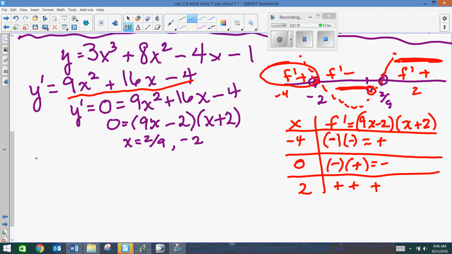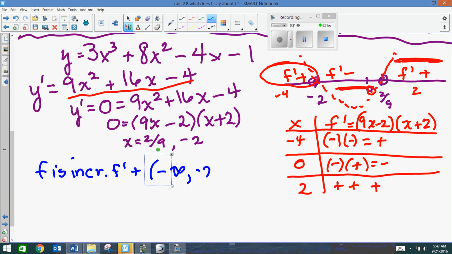So f is increasing where f prime is positive. Increasing uses parentheses. Positive would be from negative infinity to negative 2, and then again from 2/9 to infinity. And then decreasing would be the other one.